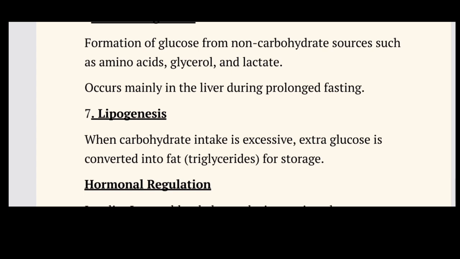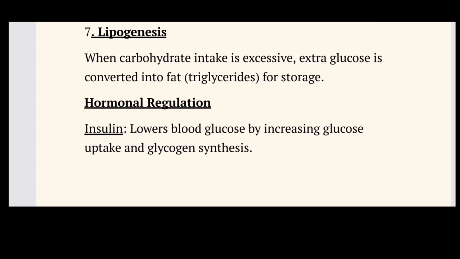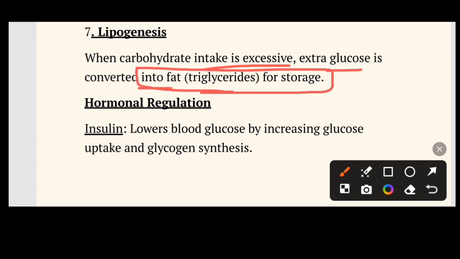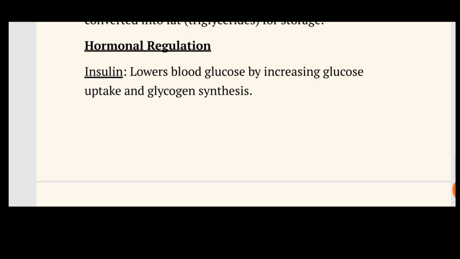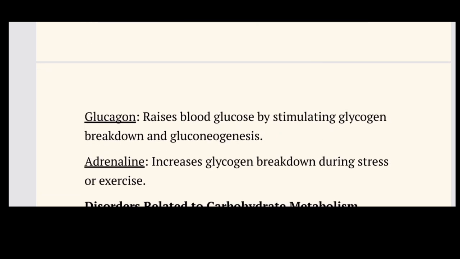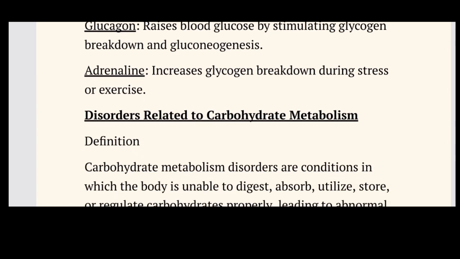Okay, then what is the meaning of lipogenesis? When carbohydrate intake is excessive, extra glucose is converted into fat or triglyceride for storage. Then hormonal regulation. Insulin lowers blood glucose by increasing glucose uptake and glycogen synthesis. Glucagon raises blood glucose by stimulating glycogenolysis and gluconeogenesis. Then adrenaline increases glycogen breakdown during stress and exercise.